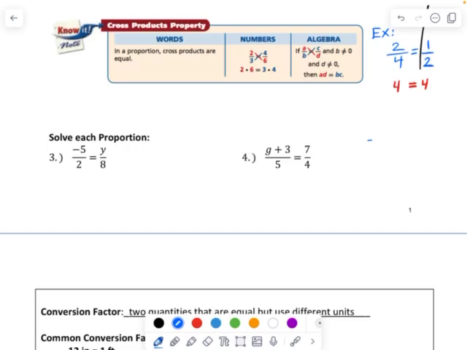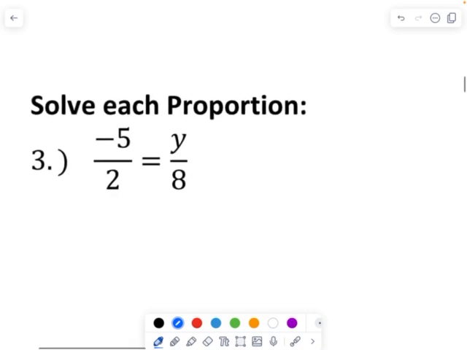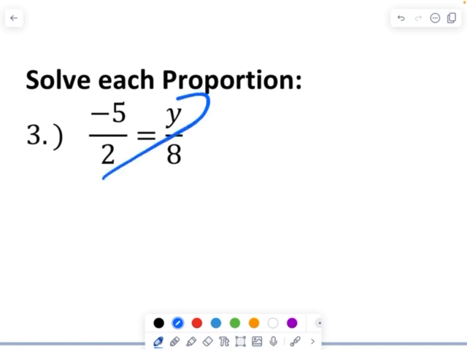All right, where we stopped off was talking about the cross products property or cross multiplication. So what we'll do is we're going to practice this idea of cross multiplication with these two examples. The markings that I would like to see on your paper are that you're circling the denominator in the left and the numerator in the right ratio, okay?